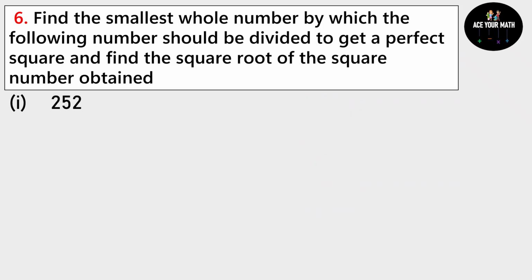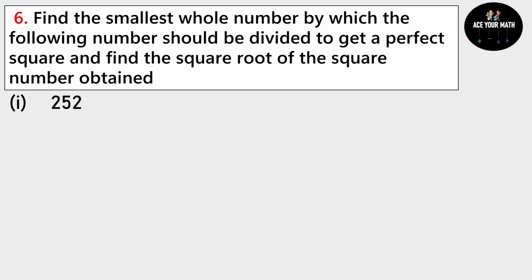Now let's start doing question number 6. Find the smallest whole number by which the following number should be divided to get a perfect square, and find the square root of the square number obtained. In the previous question, we were looking for the number which should be multiplied. In this question, you will find the number to be divided. So the steps will remain the same.